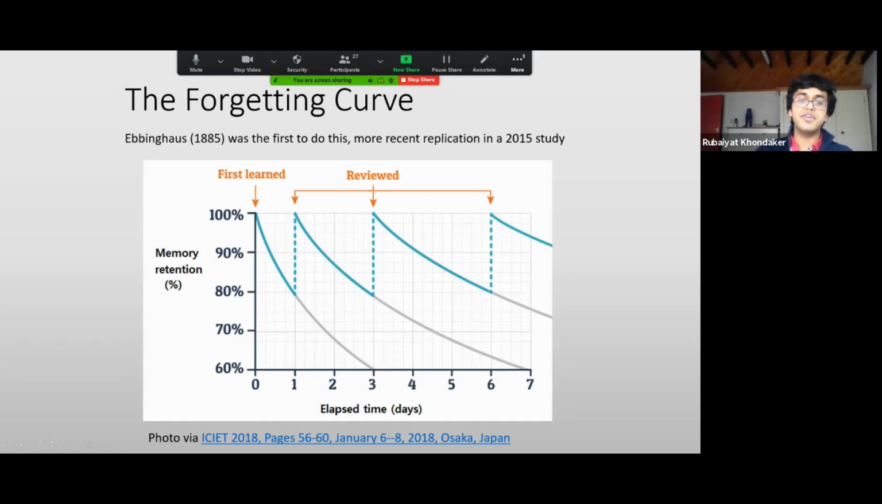So you don't have to test yourself every day. You do it one day, then wait 2 more days, review, and wait 3 more days, review. You can space out your reviews. And that's what psychologists call the spacing effect.